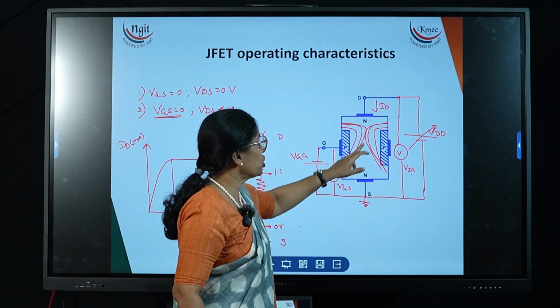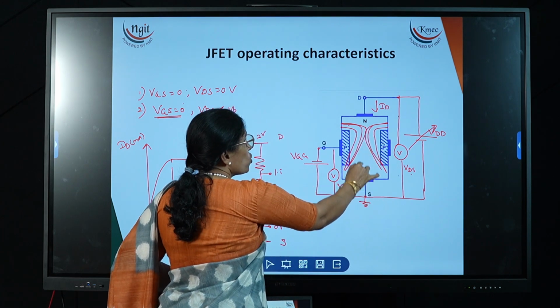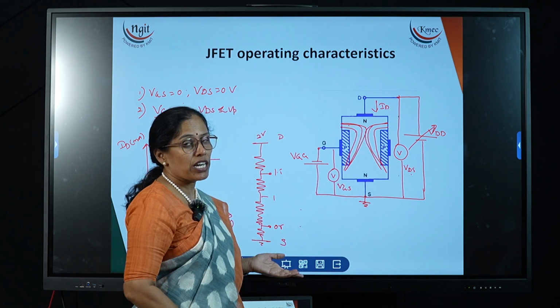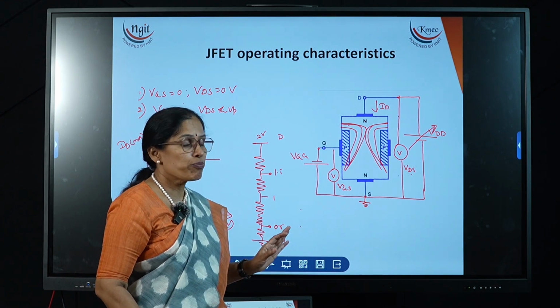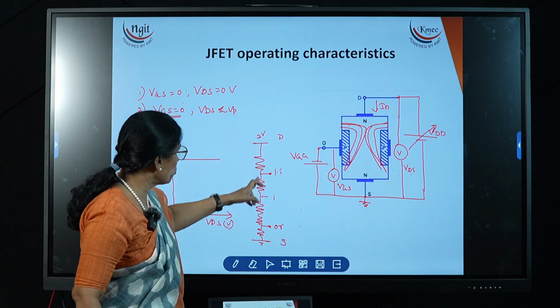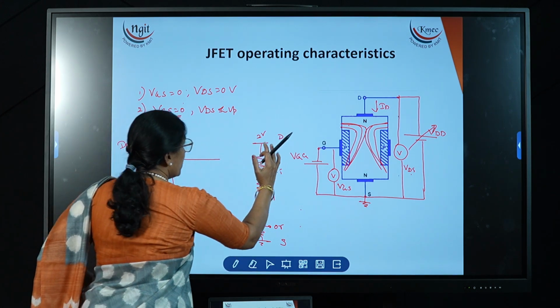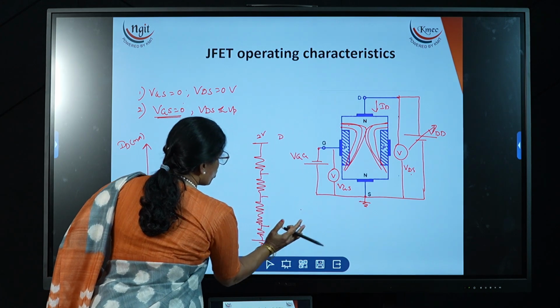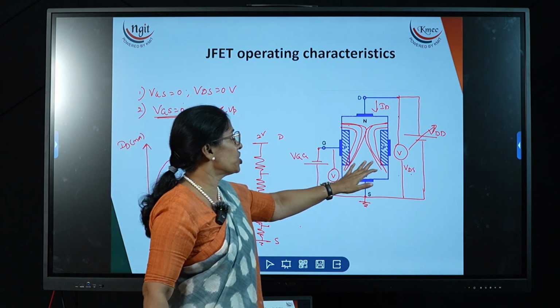Now here both are touching, thereby charge carriers will not move from the source to the drain. If no charge carriers are moving from source to drain, it means the ID current is 0. If no current is flowing through this channel, then there is no potential drop at the resistor, thereby there is no reverse bias in the channel. If there is no reverse bias in the channel, what does it mean?